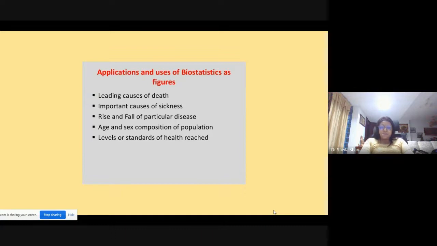Okay, age and sex composition of the population. Sometimes we can find that a particular disease only attacks a certain age group, maybe small children, or a certain disease only attacks the female population, right? Okay, and then we can also do research on the level and standard of health. If you look at the 21st century, how is it health-wise? What is the standard of health? How much has it improved compared to the 20th century?